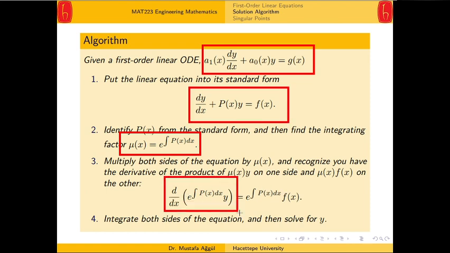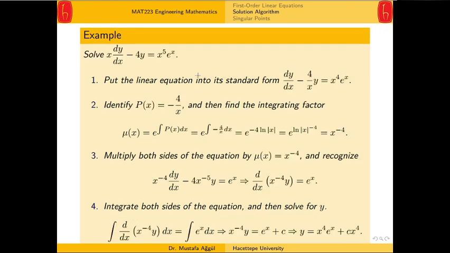Okay, so this equality will come out, and then here we can basically take the integral with respect to x on both sides, and you will have e to the integral p of x dx times y is equal to the integral of e to the integral p of x dx times f of x dx. When we take this integral and solve for y, we get the solution for the given first order linear ODE.